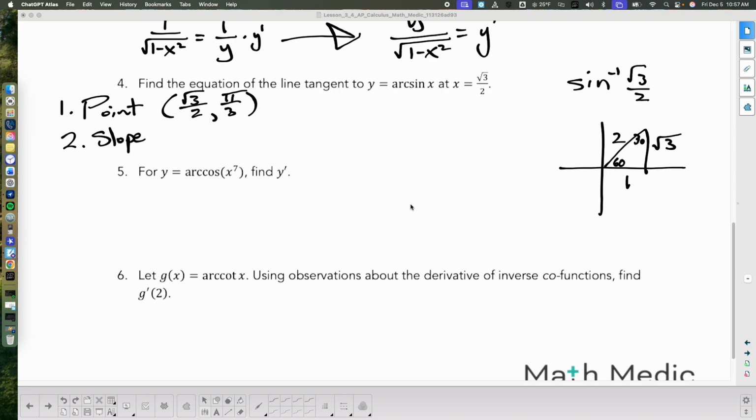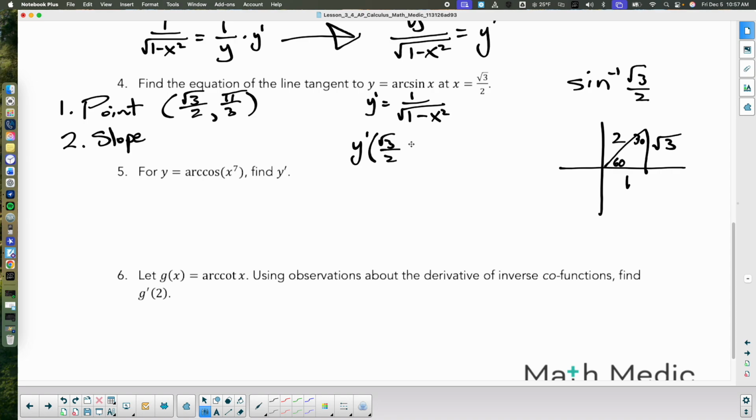How do we go next? Like, how do we find the slope? Because we found the point. You find the derivative of that. Okay, what's the derivative of arc sine? It's 1 over square root of 1 minus x squared. Okay, and then the derivative of x was at the top, but that's 1, which is correct. Okay, what do I do with that? You plug in the square root of 3. Perfect.